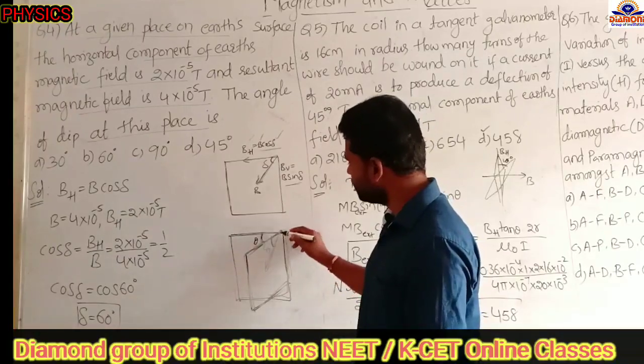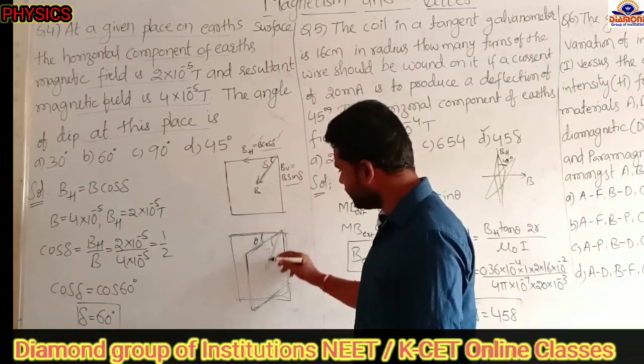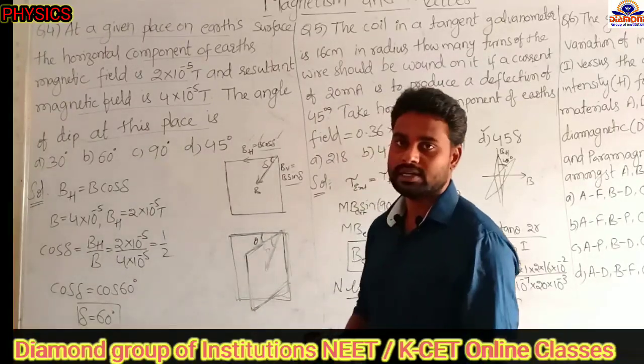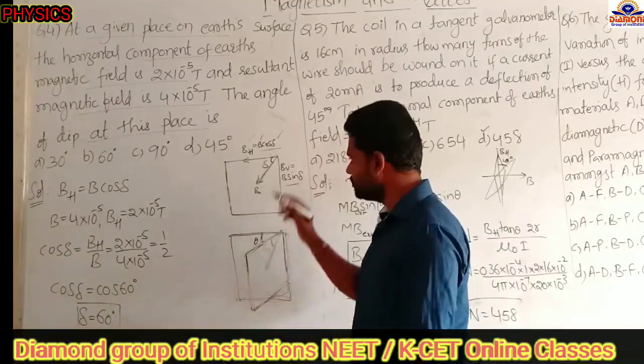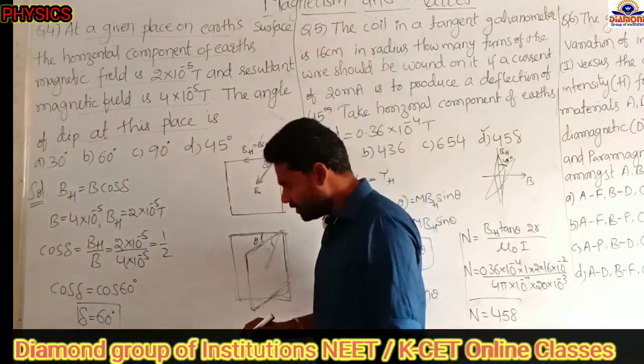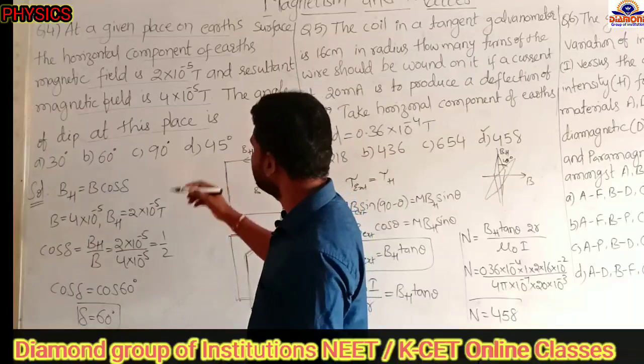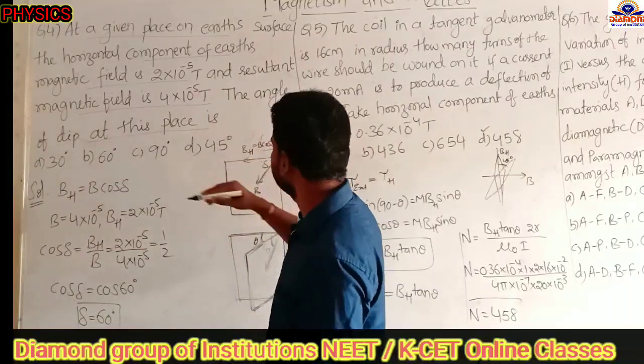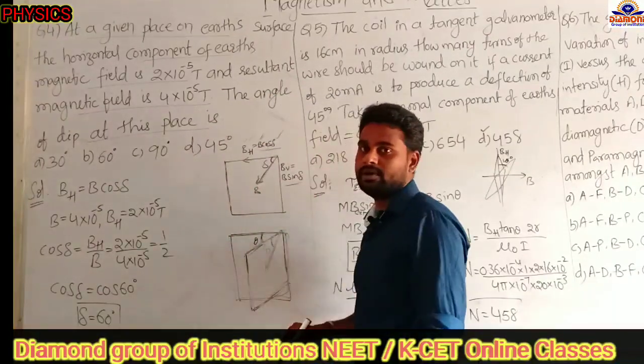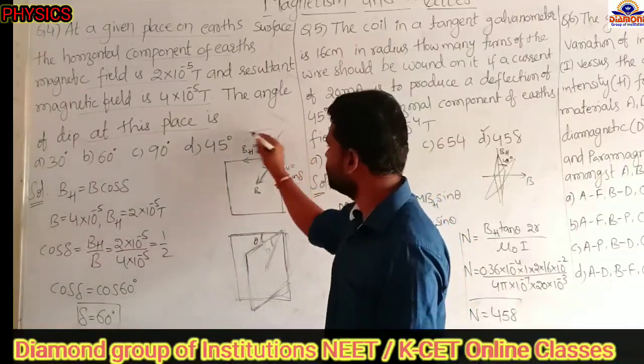This is also nothing but the angle between the resultant magnetic field and the surface of the earth. Okay, remember these definitions. Now, they have given the horizontal component of the magnetic field and the total magnetic field. They are asking for the angle of dip. We will use this formula.